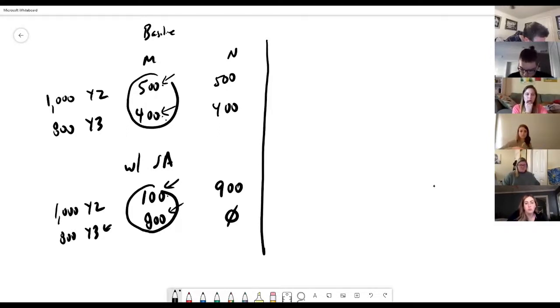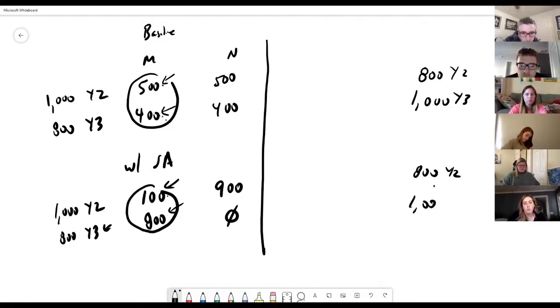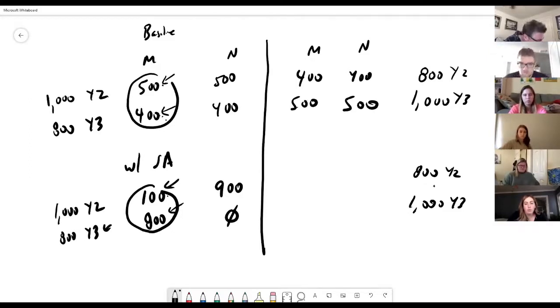So the worst case for N is going to be the flip side because N is getting a large amount of year two and none of year three. So under the base case, they would each be allocated 400 and then each 500. With the special allocation, N is going to get 90% of year two, M is going to get 10%, and then N is going to get 0 of year three, and M is going to get all of year three.